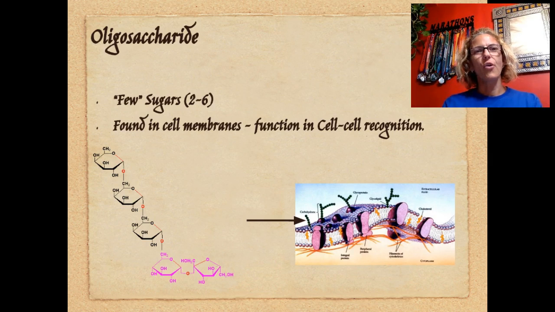Sometimes you hear oligosaccharide instead of polysaccharide. So this oligo prefix is referring to few. They consider a few somewhere between 2 and 6. So between 2 and 6 monosaccharides bonded together, and you have an oligosaccharide. The most common oligosaccharide, the one we would be most familiar with, is the one found, kind of like an antenna, in your cell membrane. So it serves in cell communication, cell-to-cell recognition.